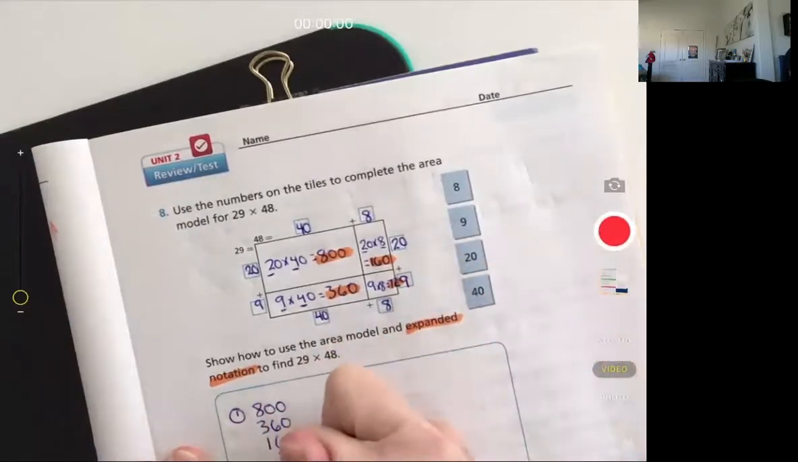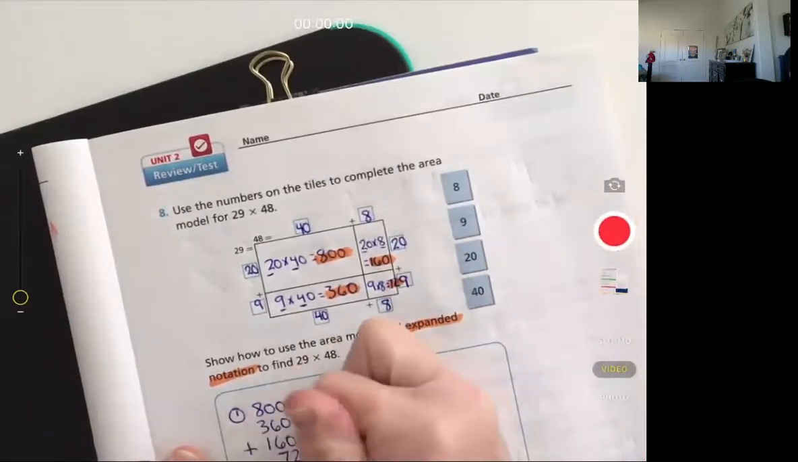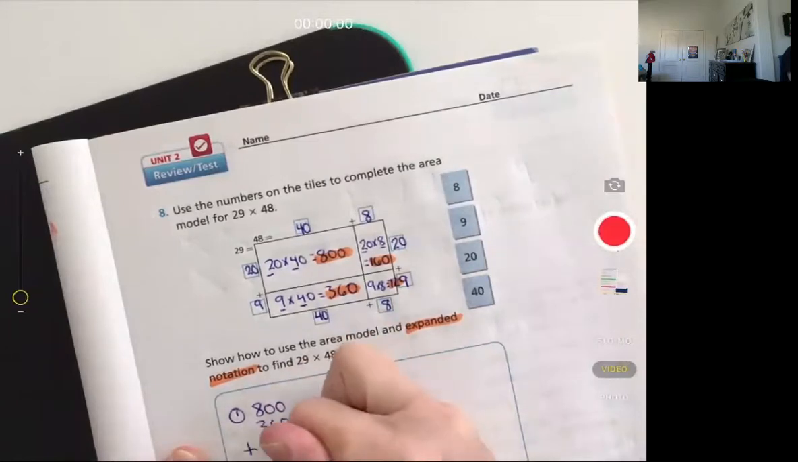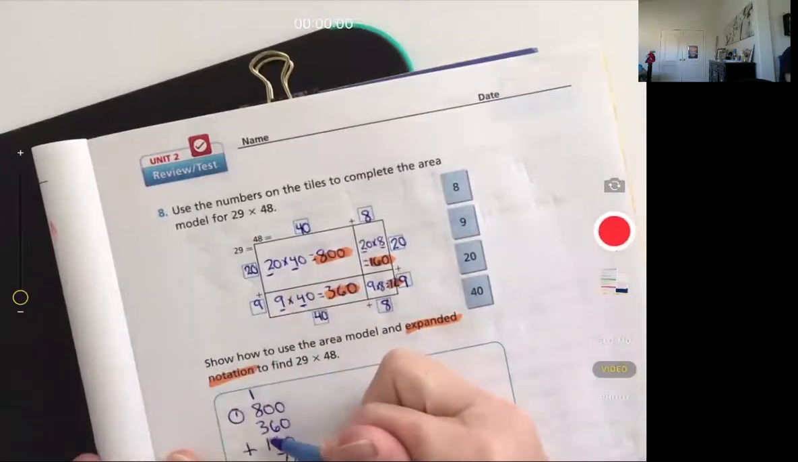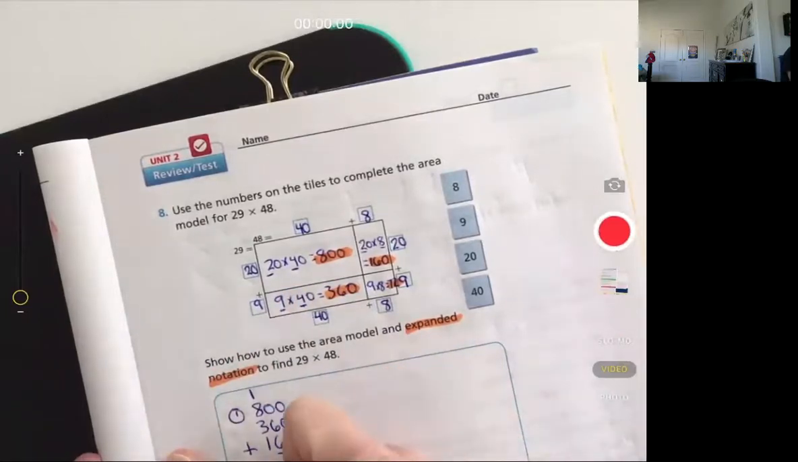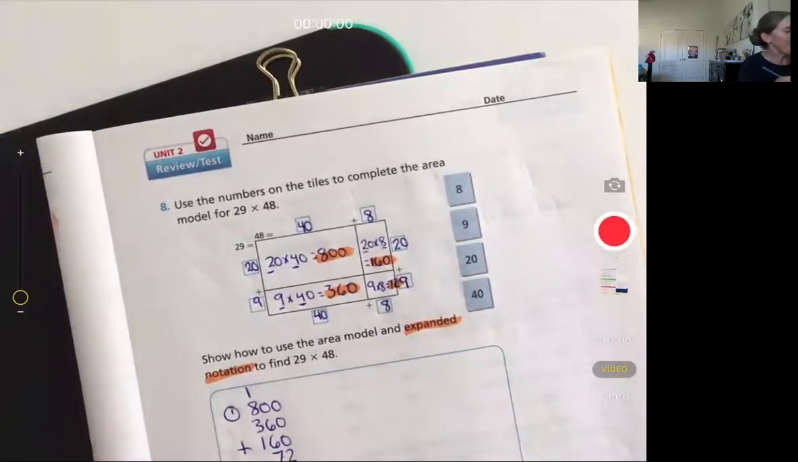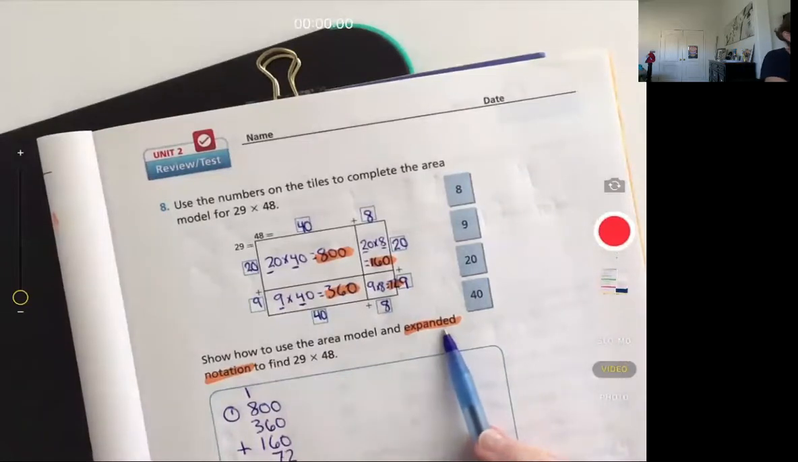72. 2, 12 and 7, 19, 8, 11, 12, 13. So the answer is 1,392. Now it also asked me to do the expanded notation.